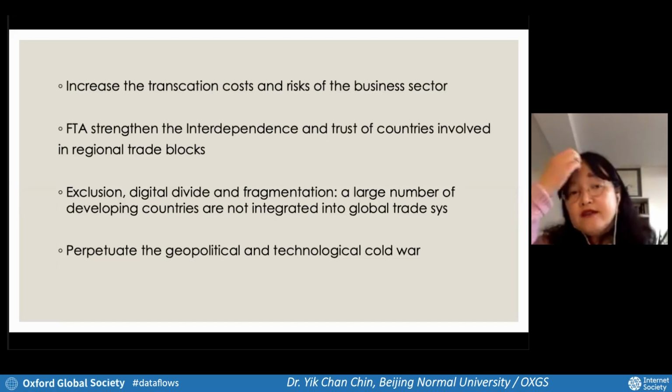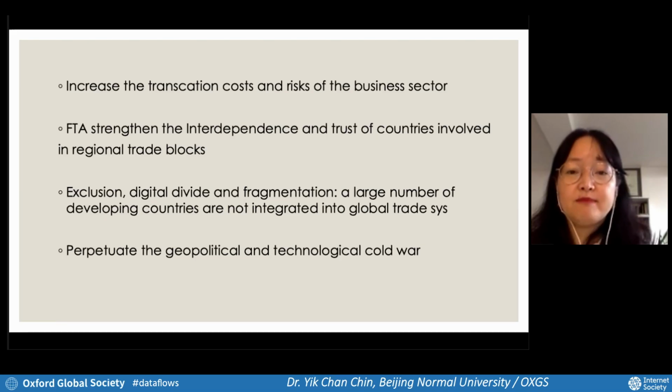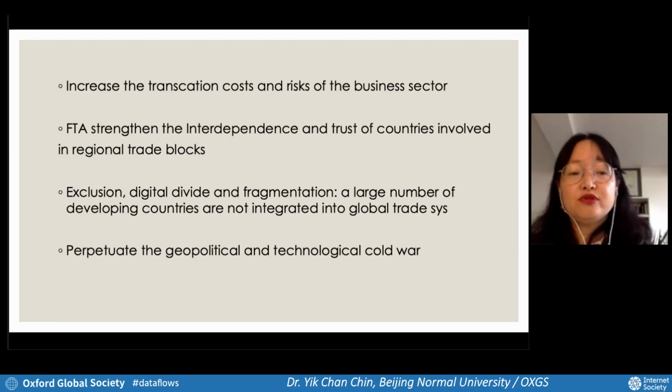And secondly, the FTA is not to set up an international common framework, but mainly to strengthen the interdependence and the trust of the countries involved in that regional trade bloc. So we can see there is a division: countries participating in a particular FTA will strengthen their interdependence and trust, but exclude others. This will produce a kind of exclusion effect and digital divide fragmentation, especially for a large number of developing countries that are not integrated into the global trade system.